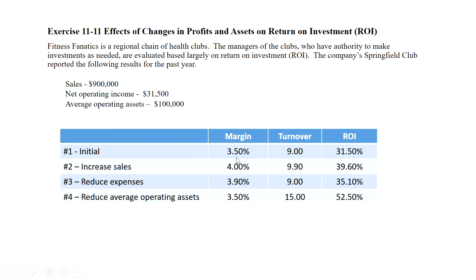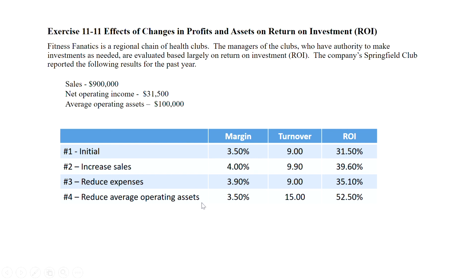Again, starting point 3.5% margin, turnover of 9, ROI of 31.5%. If we increase sales, which also is going to increase our profitability, we bump up our margin to 4%, and we also bump up our turnover because our sales are increasing without affecting our average operating assets. And so we increase our ROI pretty significantly here overall. Reducing our expenses also has the overall impact of increasing ROI from the initial state. While it doesn't impact turnover, it impacts margin because our net operating income is increasing.